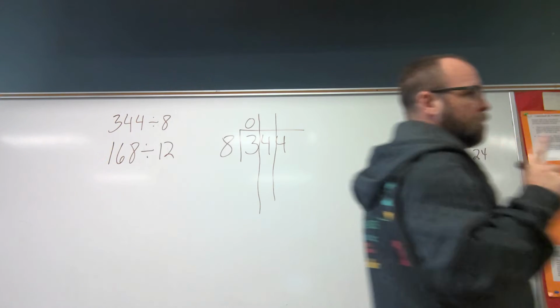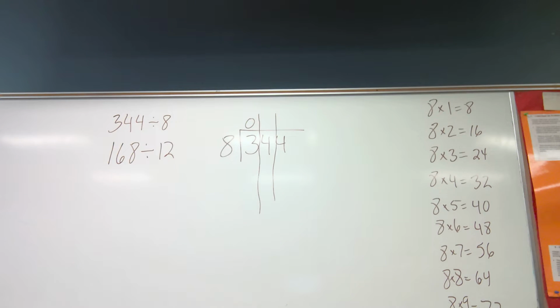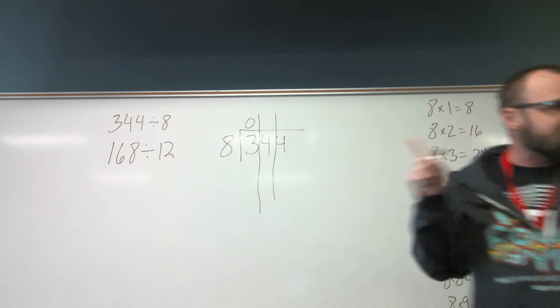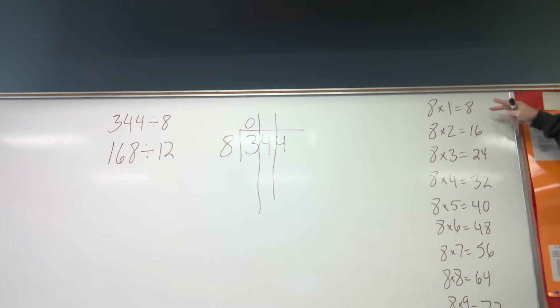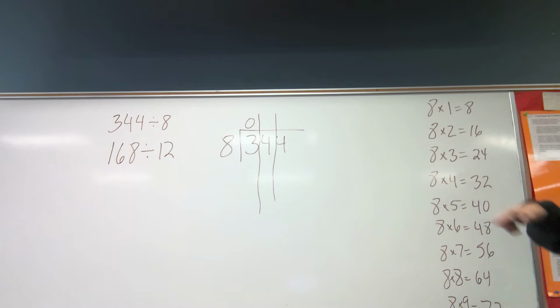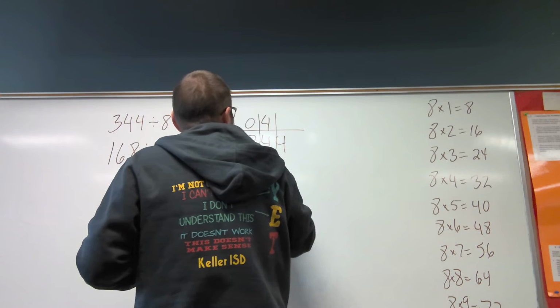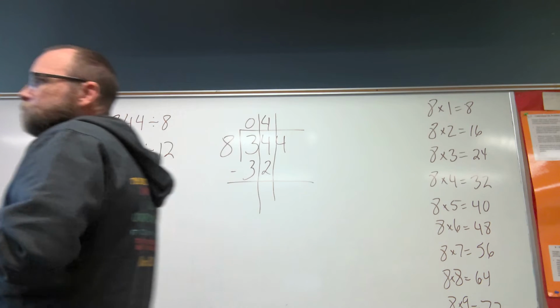So why do I do this? Well, let's go over here and look. I have my multiples of 8 written down. I need to get as close to 34 as I can without going over. I have 8, 16, 24, 32, 40. 40 is too big, so it's going to be 32. That means 8 times 4 goes there, and 32 goes here.